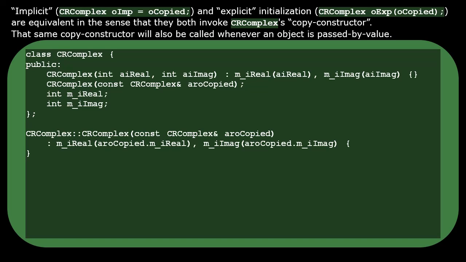The copy constructor will automatically get called whenever that type of object is being passed into a function, passed by value. The object that's in the client code will get copied by the copy constructor, copied into the function's parameter variable.